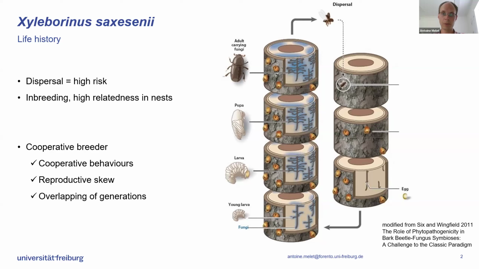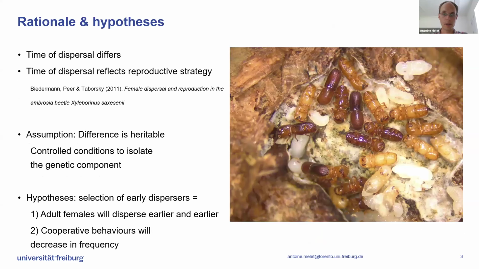The beetles cooperate to dig the nest, to keep it clean. They also groom each other. And that, combined with the reproductive skew and the overlapping of generations, qualify Xyloborinus saxesenii as a cooperatively breeding species. That's a relatively old nest. You see that there are several adults and they are still present.